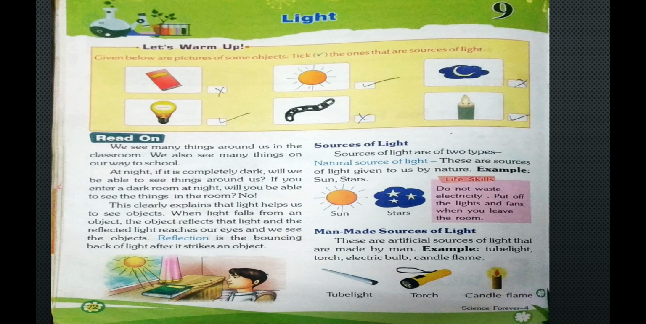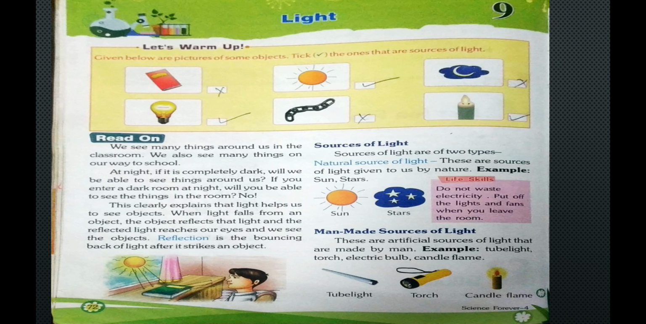Second is man-made sources of light. Man-made sources are the artificial sources of light that are made by man. For example, tube light, torch, electric bulb, candle flame, etc. These sources of light are made by human beings. So these are artificial sources of light, or you can say man-made sources of light.